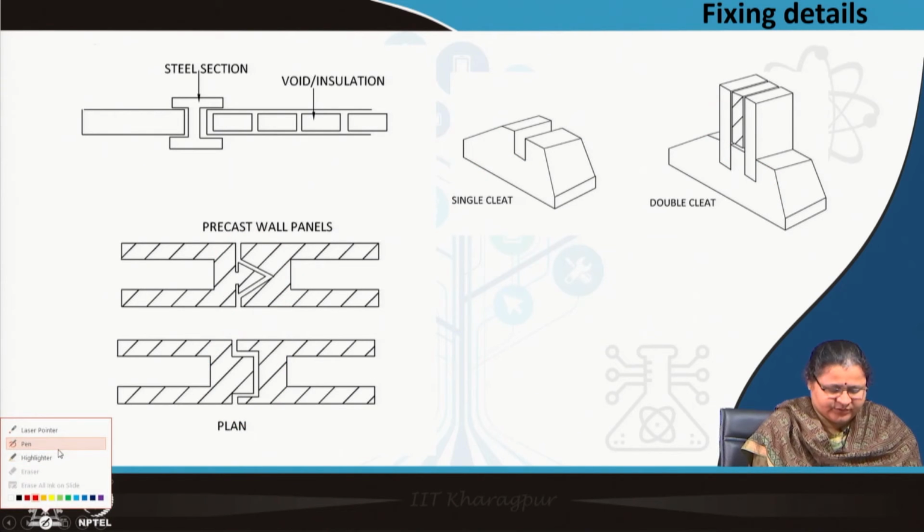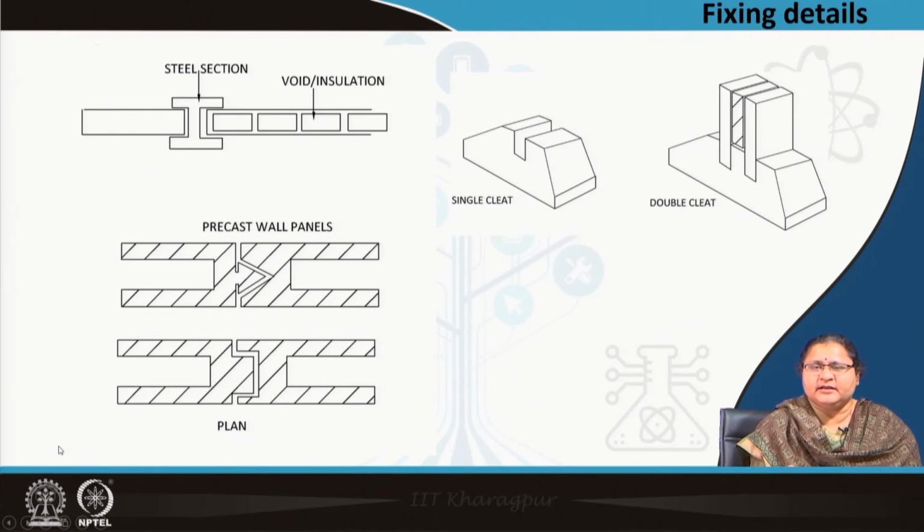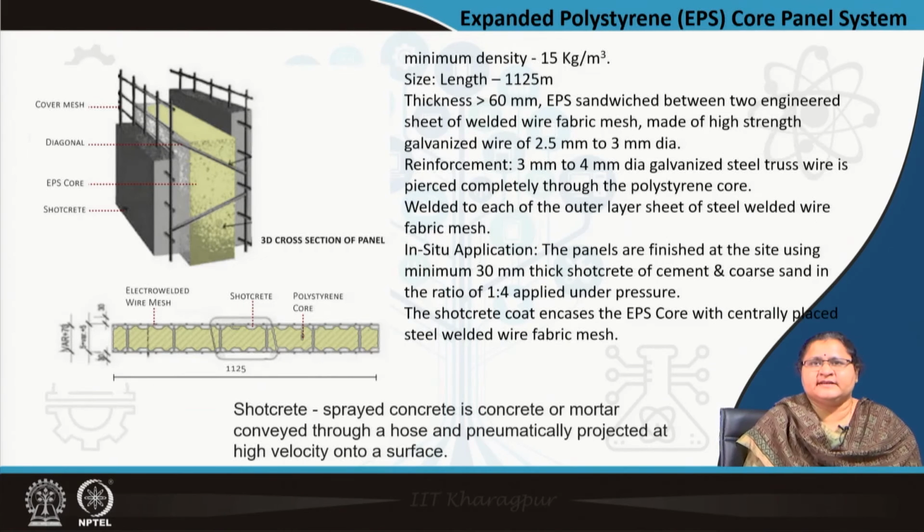Apart from this, you require to know the sealing, which I have told you is sealing with a backer rod and the sealant all along the joint which is experiencing the external environment. This is the expanded polystyrene core panel system. This has been developed lately by BMTPC in India, the Building Materials Technology Promotion Council, and you see here the details are given, the density, the size, the thickness etc.